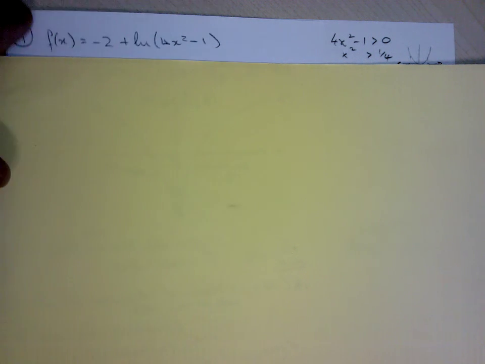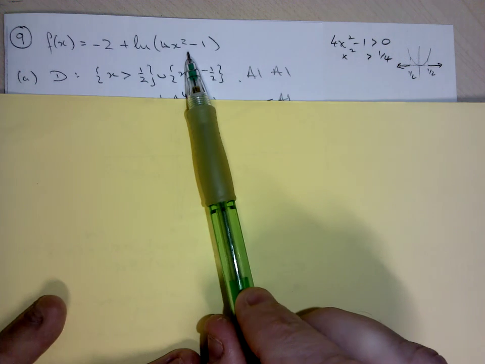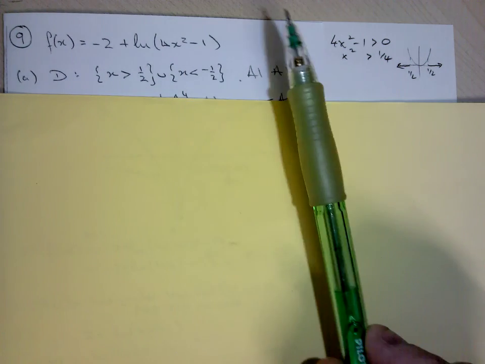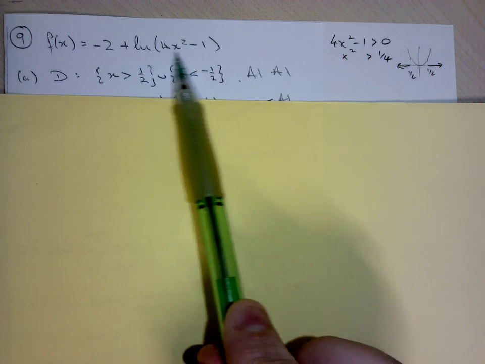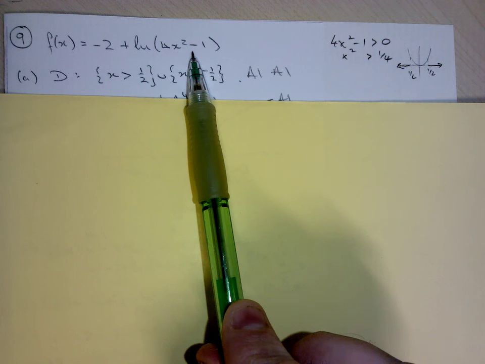Question 9 gives me the function g(x) = -2 + ln(4x² - 1). Part A asks me for the largest possible domain. I need to be aware here that in order to take the log of a number, this number in here has to be positive. I can't take the log of 0, I can't take the log of anything negative.